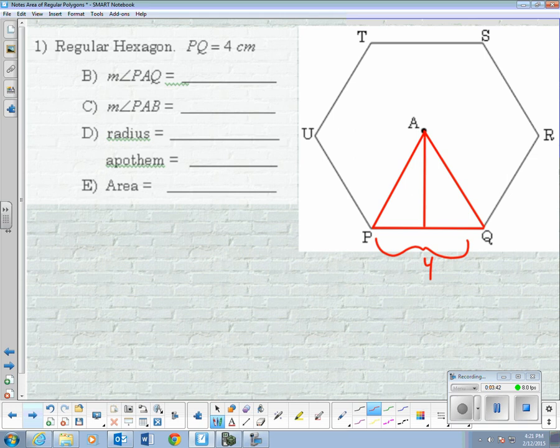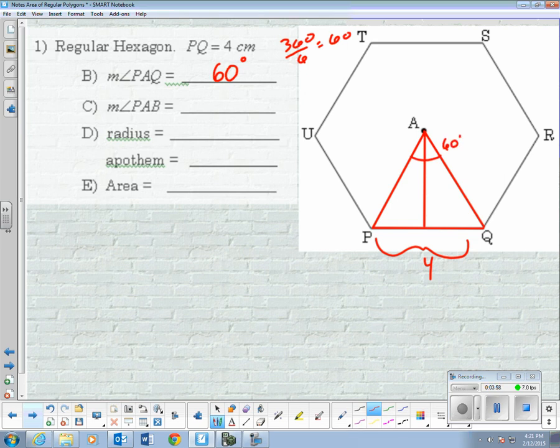One of the first things we have to answer is, what is the measure of angle PAQ? PAQ is your central angle. So that is 360 divided by 6, which is 60 degrees. So this is a 60-degree angle. That means from here to here is 60 degrees.